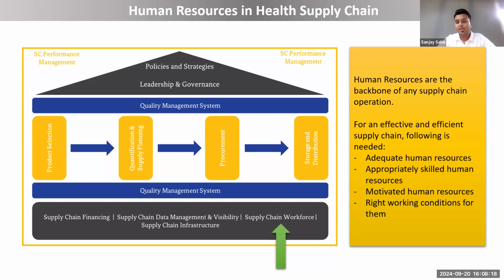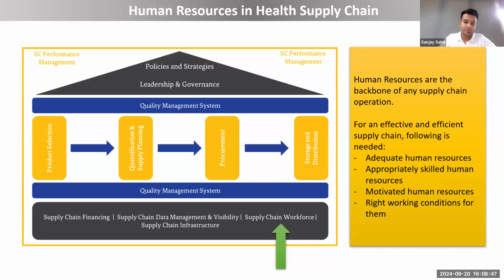So human resources are the backbone of any supply chain operation. Without human resources, no supply chain will work. Okay, maybe a few years down the line, a lot of the work will be done by AI and robots or whatever, but at least not today. So today, if we don't have the right human resources, then we will struggle.